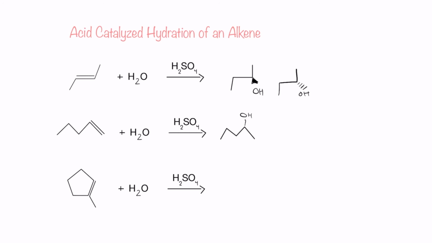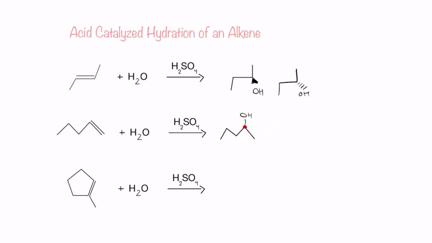Now we got to ask ourselves the big question. Is this a chiral molecule? Are there any chiral centers here? And the answer is yes. We have a chiral center right over here. And that's because there's a hydrogen we haven't drawn in. So we see that this atom over here is chiral because it's attached to a hydrogen, an alcohol, a propyl group, and a methyl group.